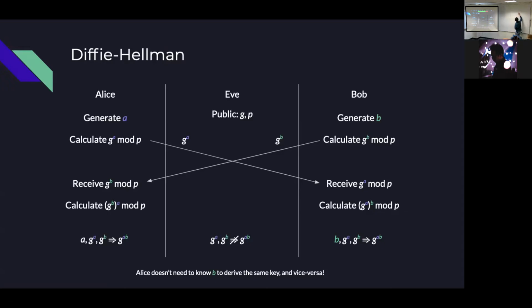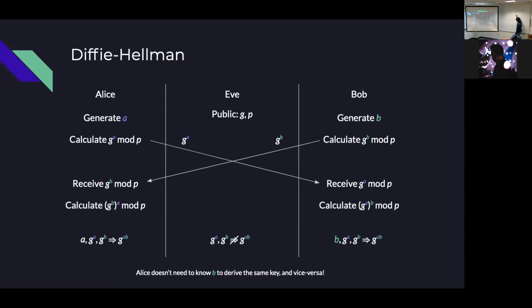There's going to be, in this public space, which is why I'm going to intersect, some large prime number P, and some generator G. You don't need to worry about what the generator is. You can think of it as a number between 2 and P minus 1. These are out in the open, so Eve does know these. They're just part of the protocol.